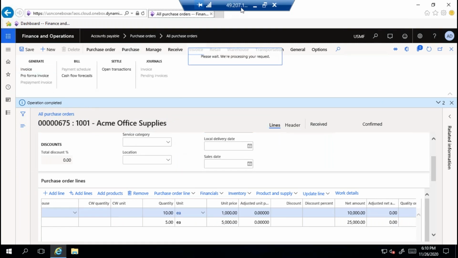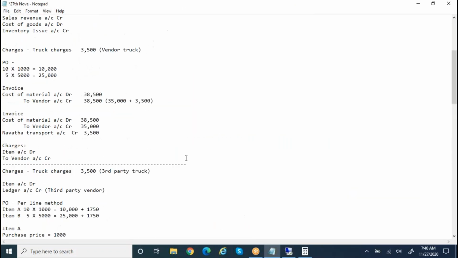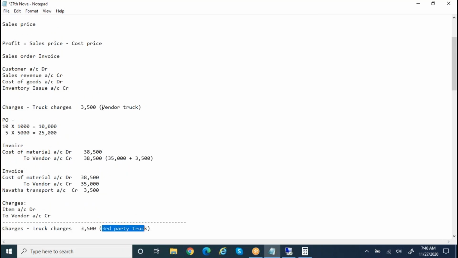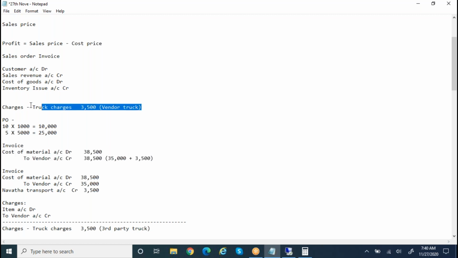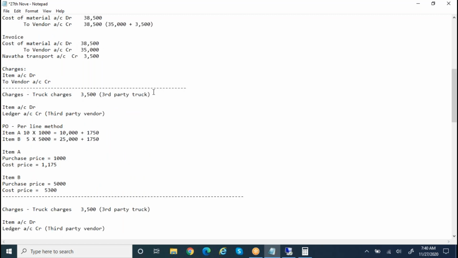In general, I told you, one is third party and another one is vendor. If it is a vendor truck, in 99.99 percent of scenarios, they will give the charges during invoice. During invoice, you can apply that, or before invoice, you can apply it in the purchase order. If it is a third party truck, then I will receive only 35,000. I will not receive any charges.